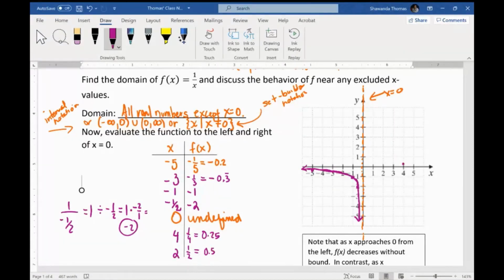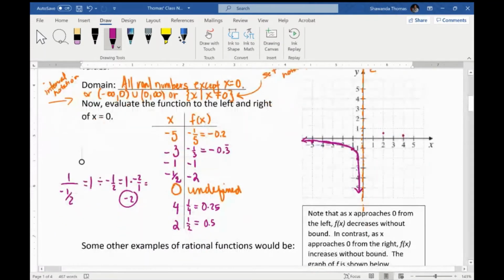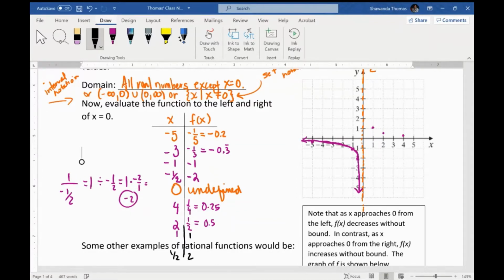And y'all kind of see what's about to happen. Let's plug in 1. What do we get? 1. What about 1/2? Make y'all do it again. 2. Very nice. All right, so y'all see on this side.